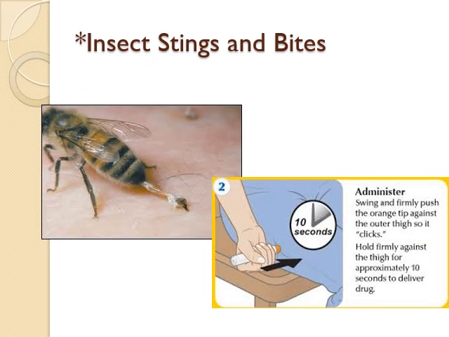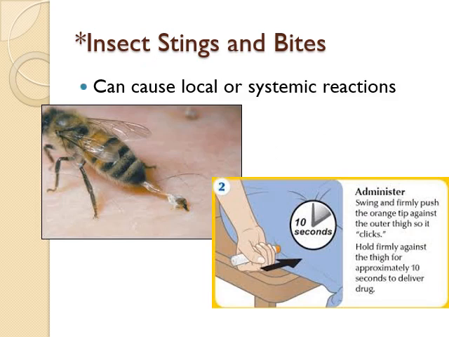Insect and bee stings, again, could cause either local or systemic reactions. Obviously, the bigger fear is the more systemic reactions in an individual who has a very severe allergy to it. Here you can see the administration of the EpiPen. You basically take the EpiPen and press it into the outer thigh, and you want to hear a click when you do it. You hold it firmly against the thigh for about 10 seconds to make sure the drug gets delivered. So if you know that someone has a significant allergy to bee stings and they get stung by a bee, you would want to administer that EpiPen, and you want to make sure that you have that on hand.